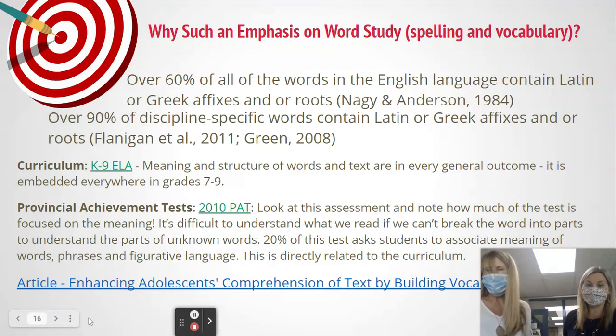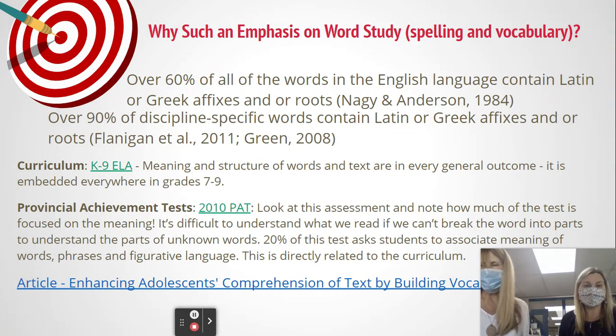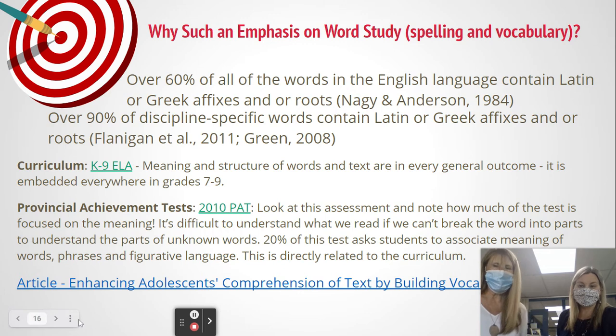You may wonder why there is such an emphasis on word study in junior high. Research tells us that a very large percentage of words in the English language originate from Greek and Latin affixes and root words. So working on these skills with our students will definitely help them in their understanding of their reading. There are also links here if you're interested in where these word attack skills lie within the Alberta curriculum and the provincial achievement tests.